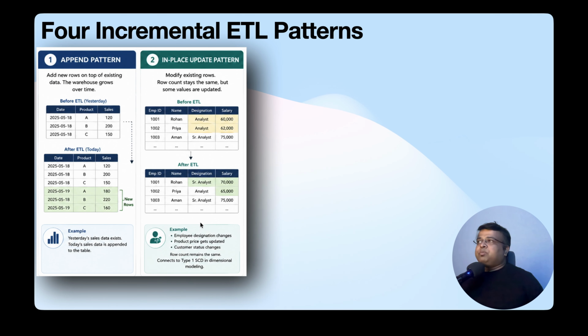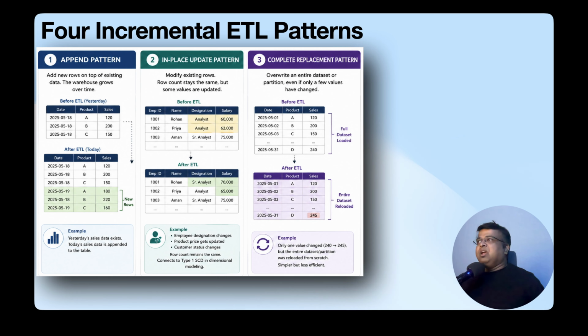Now the third pattern, however, is the complete replacement pattern, which is a bit more aggressive. Instead of updating only the changed row, we completely overwrite an entire section of the warehouse, even if most of the data has not actually changed. So maybe one small value is different, but the ETL process still reloads the full dataset or partition again from scratch. This approach is simpler in some older architectures, but it is usually less efficient.